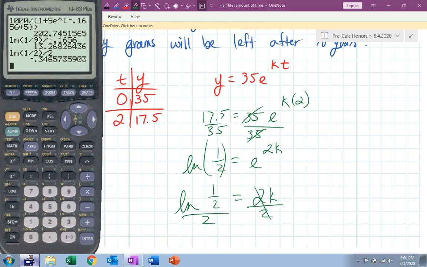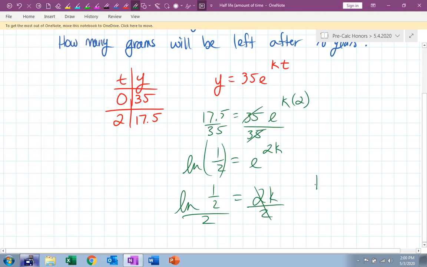So negative 0.347. So that means our model is y equals 35 e to the negative 0.347 t.